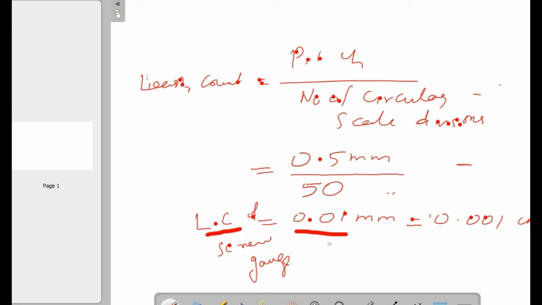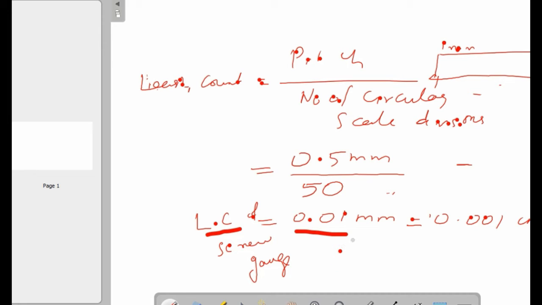Suppose you take a scale of say 30 centimeter or 15 centimeter, the kind we use in daily school life. The maximum measurement that can be taken is 15 centimeter. The minimum measurement that can be taken is 1 millimeter. Similarly, for the screw gauge, the minimum measurement that can be taken is 0.01 millimeter.